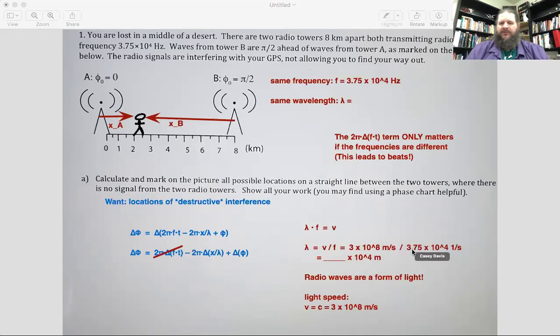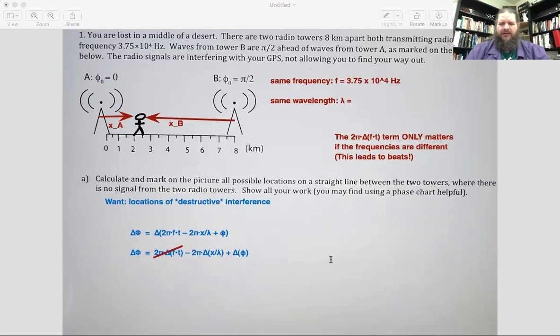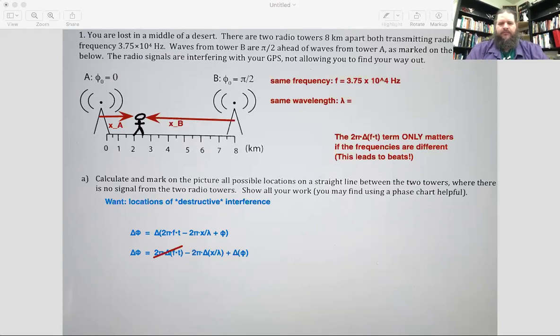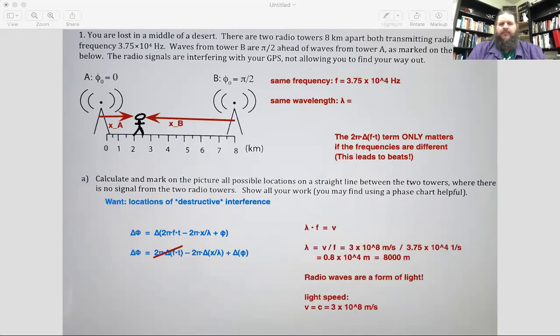And then 3/3.75, that's what? 12/4 over 15/4, so 12/15 is 4/5. I think that's just 0.8, right? So 0.8 times 10 to the 4th, or 8,000 meters. So that would be the wavelength, 8,000 meters or 8 kilometers. So a very long wavelength, which is typical for radio waves. Radio waves tend to have very long wavelength. So that's our wavelength, 8,000 meters or 8 kilometers, if we want to describe it in units of kilometers.